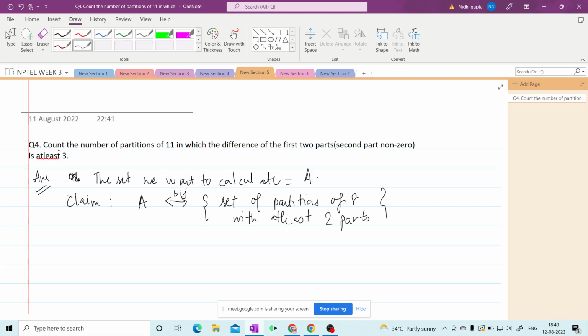If I'm saying this claim, can you think how we can construct a function? Here we have a partition x1 plus x2 plus ... plus xk equals 11. Since it is a partition, x1 is greater than or equal to x2, which is greater than or equal to xk. We also have another condition, that x1 minus x2 is greater than or equal to 3. Using this partition, can you give a partition of 8?